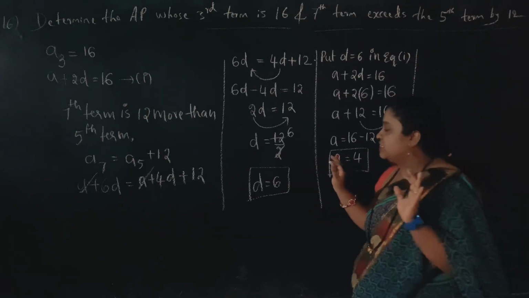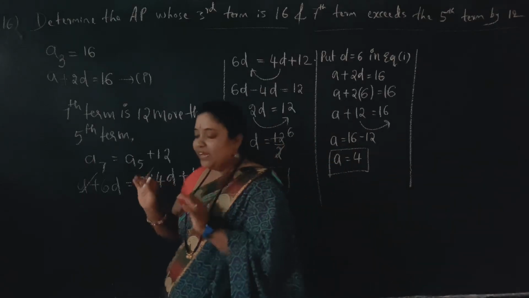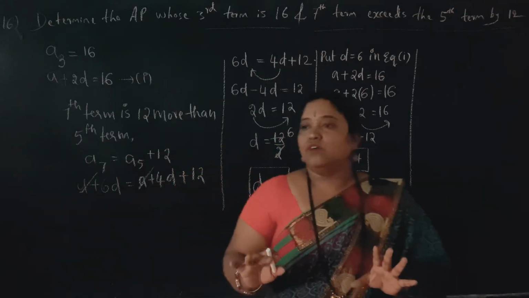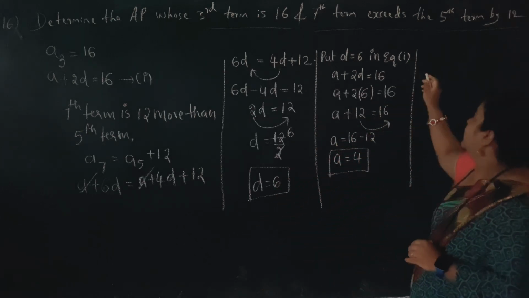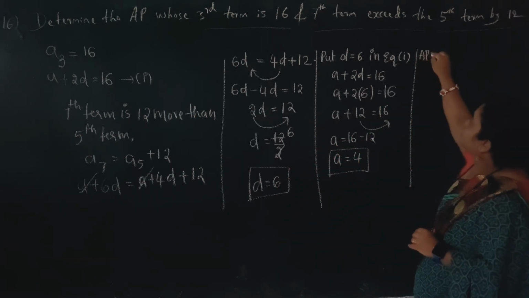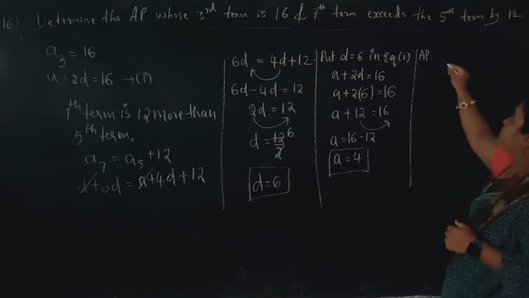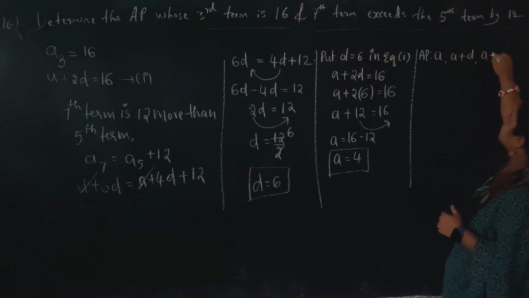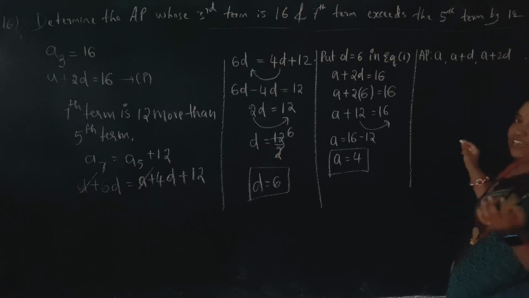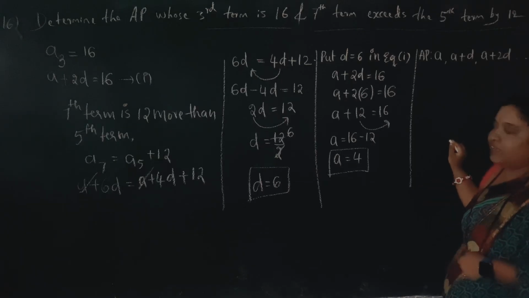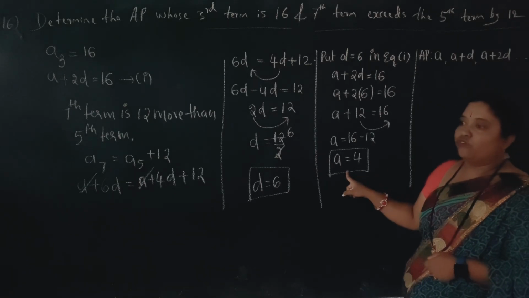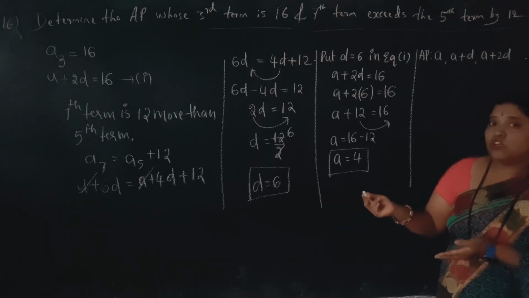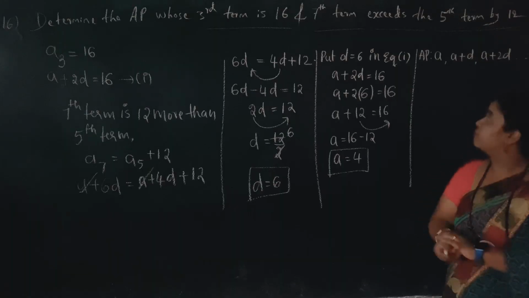Once I know the first term and the D value, it is very easy for me to write the arithmetic progression. What is the general form of an AP? It can be written as A, A plus D, A plus 2D. This is how I write the arithmetic progression. A is equal to 4 and D is equal to 6. Let me substitute the values so that I get the arithmetic progression.